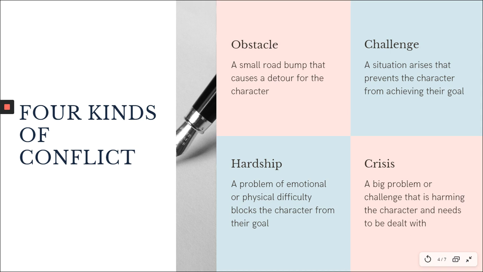And the final kind of conflict is a crisis. A crisis is really the climax of your story. This is the big overreaching problem that has been driving the entire story, and what the main character's goal is really about fixing. It's the big problem that is harming the character or people the character cares about, and the one thing that really needs to be dealt with in the story.